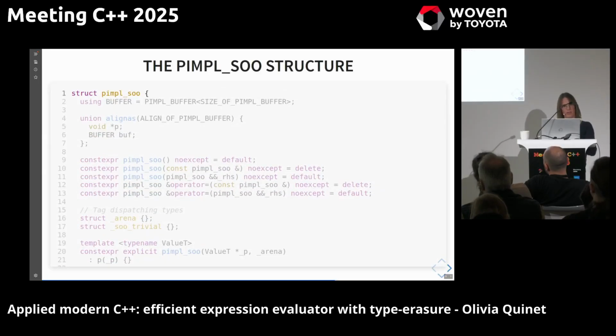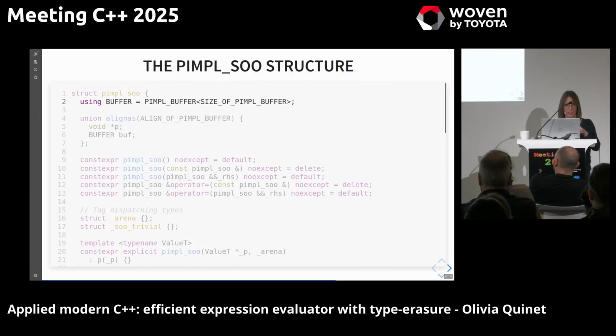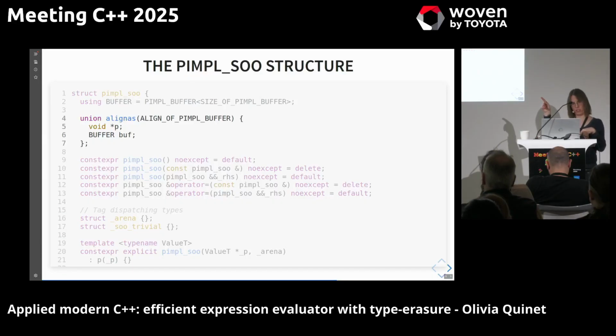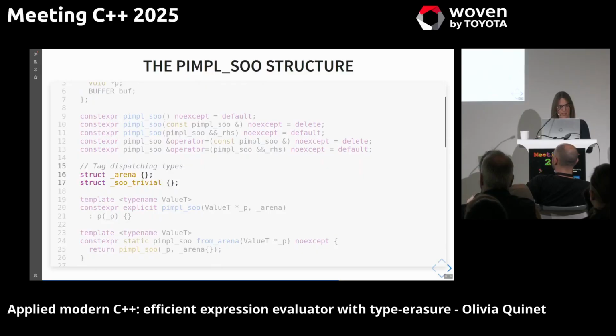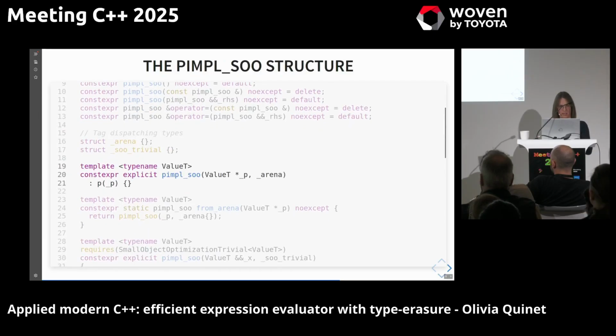And now the pimple SSO structure. So that is the structure that will actually contain either a pointer to the object in the arena or the object inside the buffer. So we define the default constructor. We don't want copies. Here I define two types for tag dispatching, to make sure that you are going to call the right constructor in the two cases.